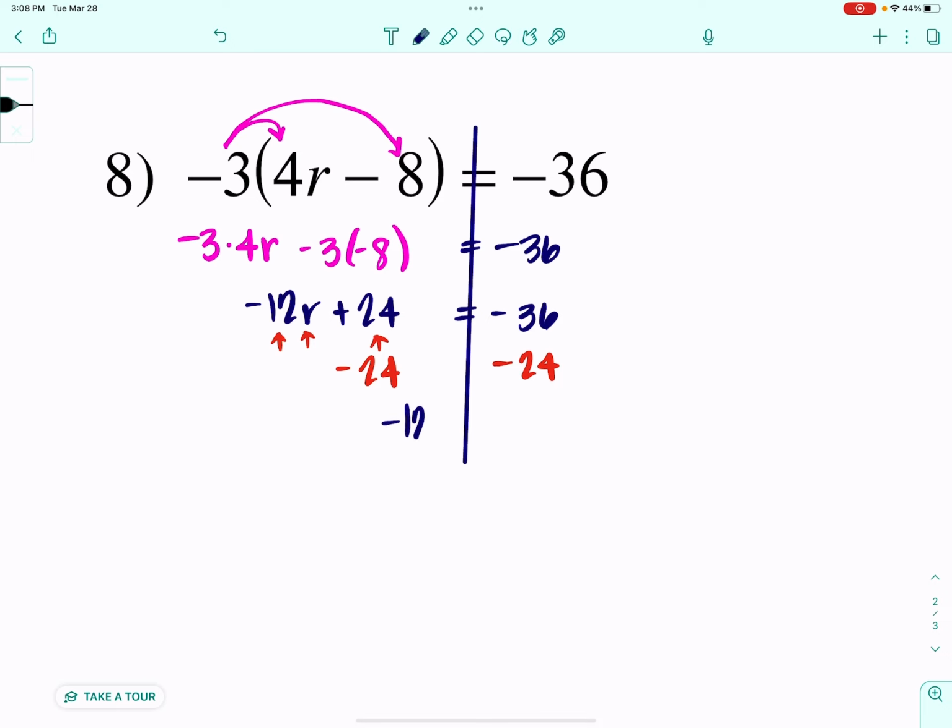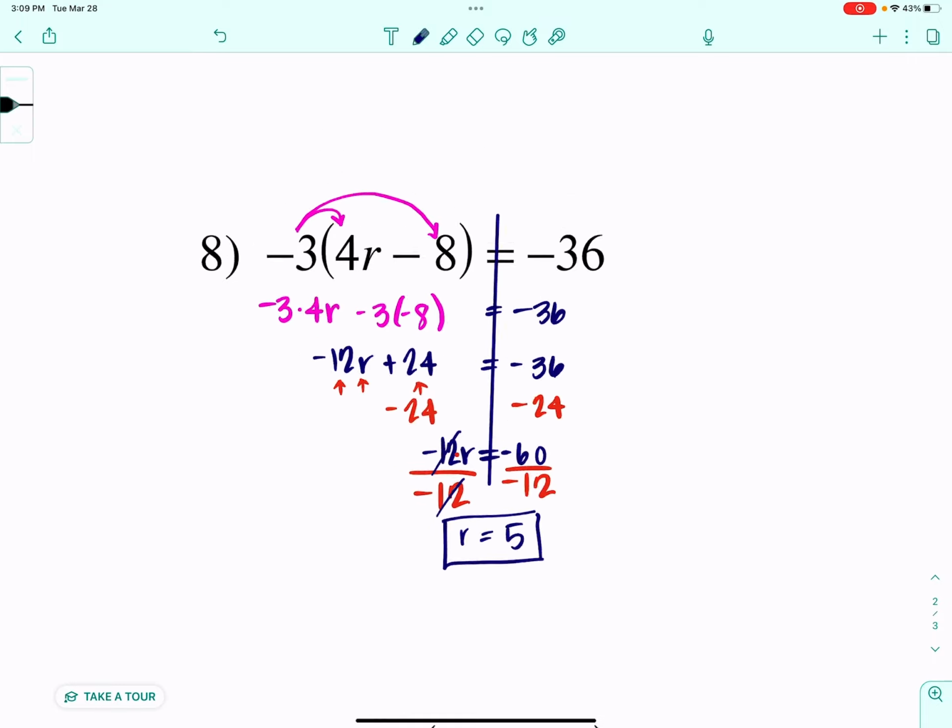So I have -12r. On the right side, we get -60. If you need your calculator, absolutely plug that in the calculator. Don't risk missing a problem because you can't add and subtract correctly. Now it's time to divide you and your BFF. Our 12s will cancel out. And 5 is our r value.